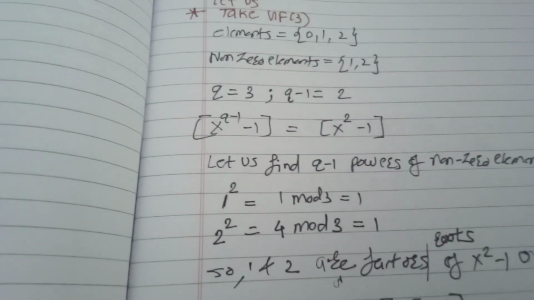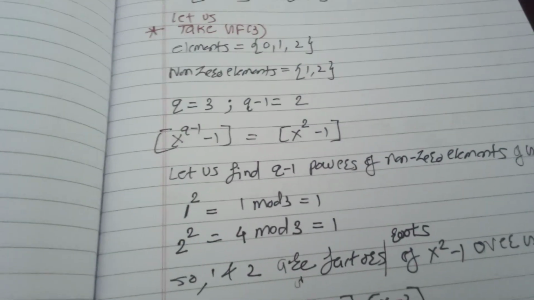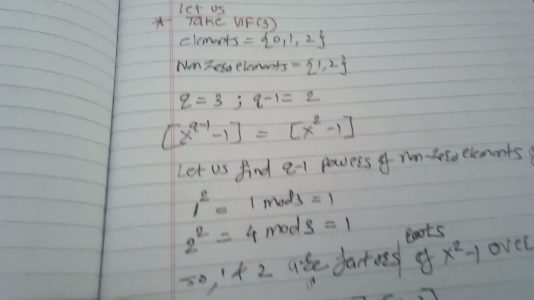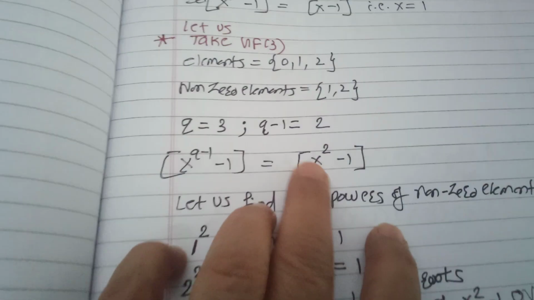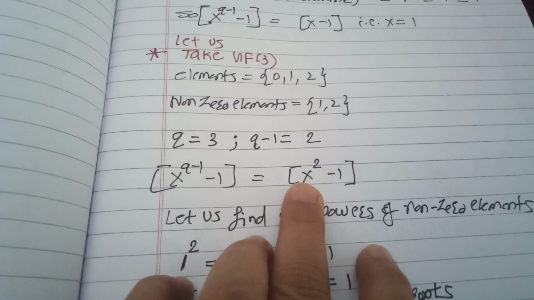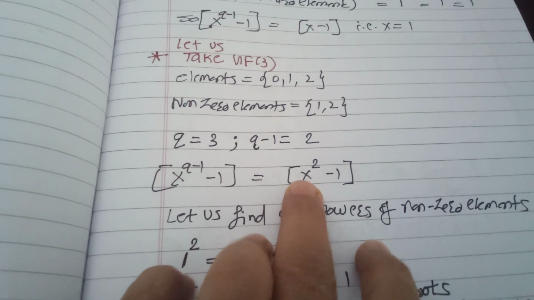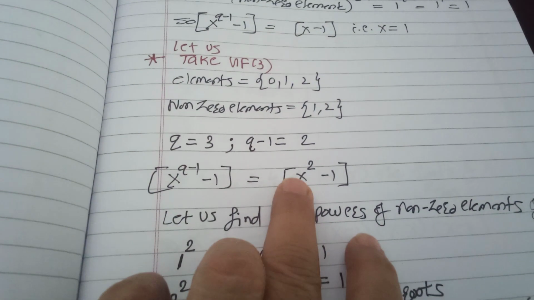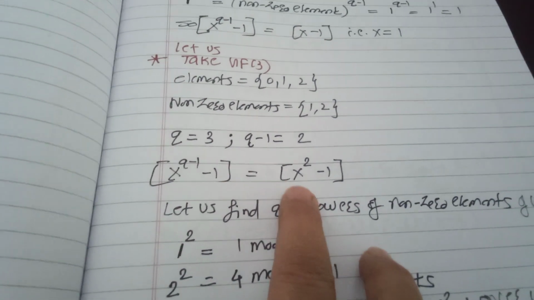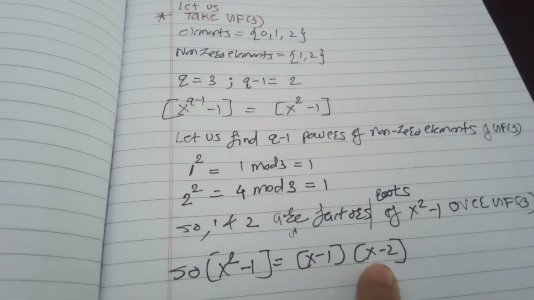So here also we can say that the non-zero elements 1 and 2 raised to q minus 1 are equal to 1. That means for x square minus 1, if you put x is equal to 1, then 1 square is equal to 1. If you put x is equal to 2, then 2 square is equal to 1. So 1 and 2 are the factors of x square minus 1. So we can write x square minus 1 as x minus 1 times x minus 2.